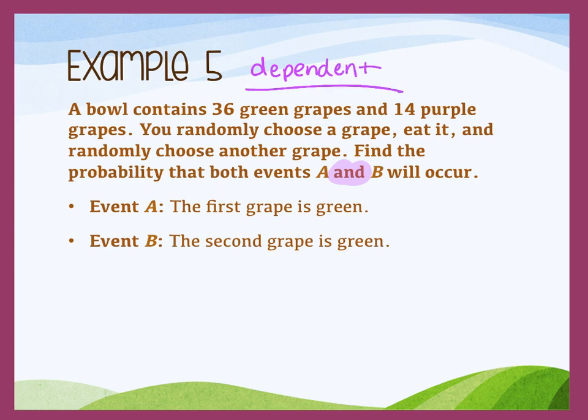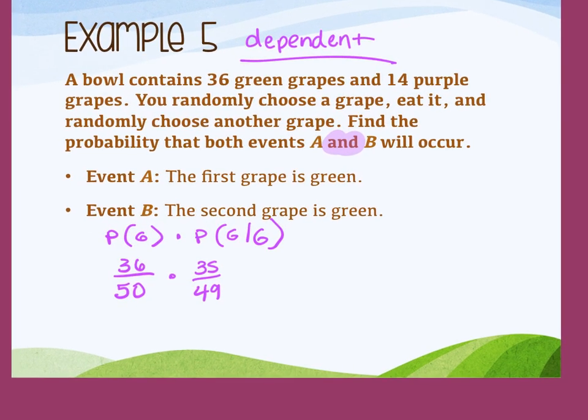You have eaten it, which means from the first round, I need the probability that the first grape is green. Then I need to multiply that times the probability that the second grape is green, given that the other green grape is already gone. So if there are how many green grapes? 36 and 14 purple grapes. How many total are in this bowl? 50. So the probability of getting a green grape the first time is 36 out of 50. What's the probability of getting a green grape the second time if the first green grape is already gone? 35 out of 49. So both the entire sample space and the outcomes are different.